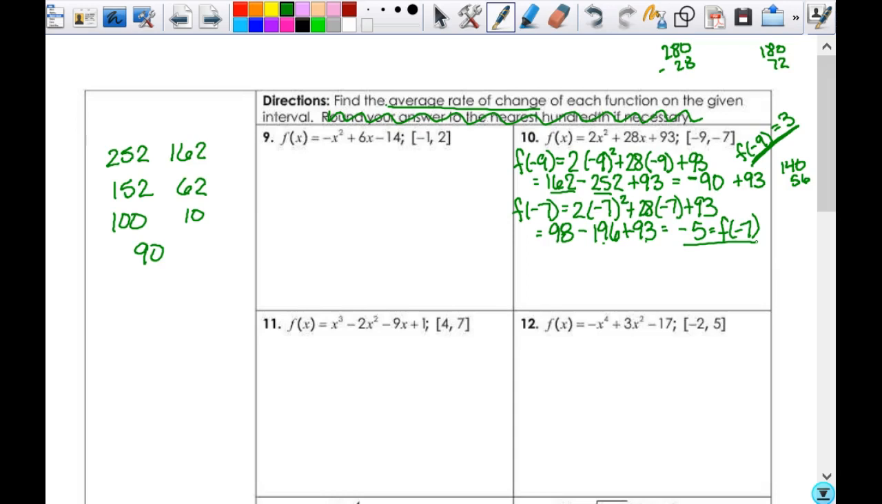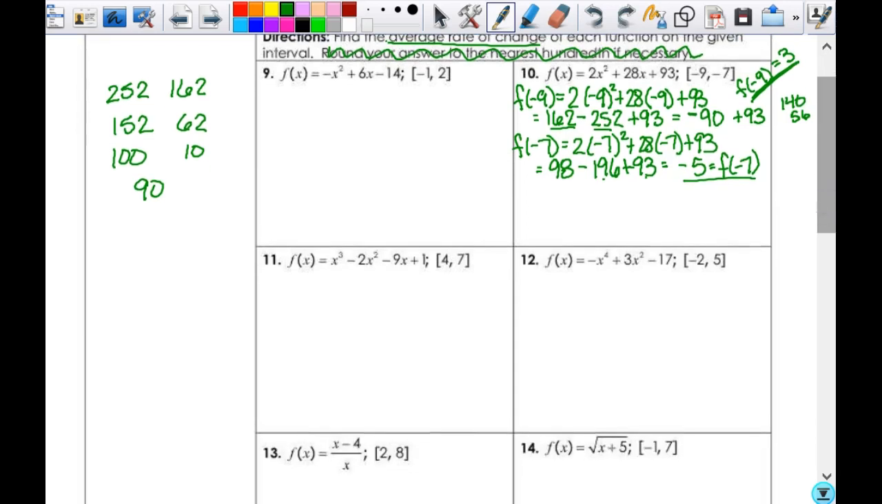Everybody with me? Okay, so there's a little bit of an arithmetic lesson to get that, and then we have to actually find the slope of our secant line. That's f of negative 7 minus f of negative 9 over negative 7 minus a negative 9. So f of negative 7 is negative 5 minus 3 over negative 7 minus a negative 9. What does that give me? 2. So that gives me a negative 8 over 2, which means the slope of my secant line equals negative 4.